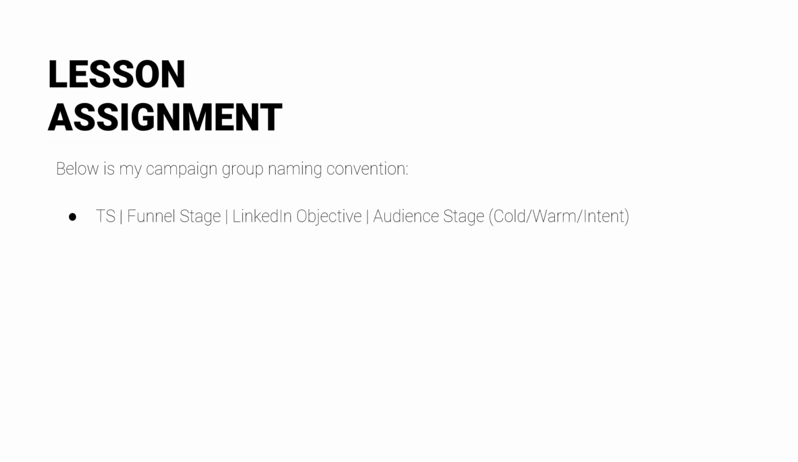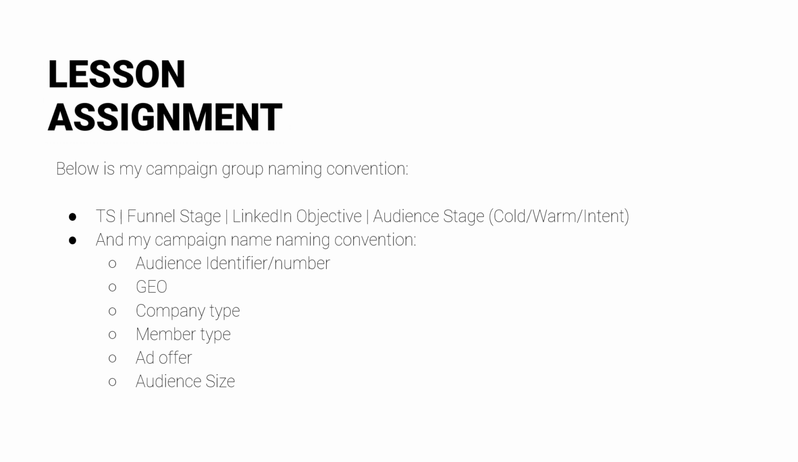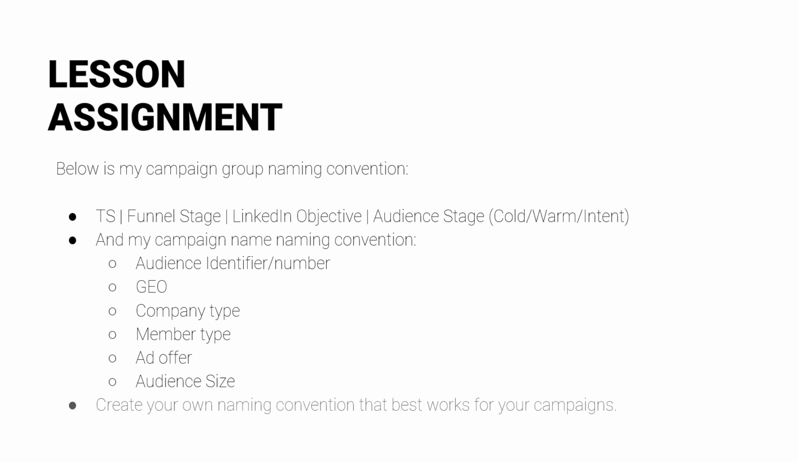So for this lesson, what I want you to do is take my group naming convention, which is below, and my campaign naming convention, which is also below, and create your own naming convention that works best for your campaign. So I've given you my example, but maybe something works better for you if you target by skills, or if you target by interest, or by seniority. Is it one people often segment by? Think about how you target and how you can segment things out and target differently, and then create a naming convention that can be used to report for that.